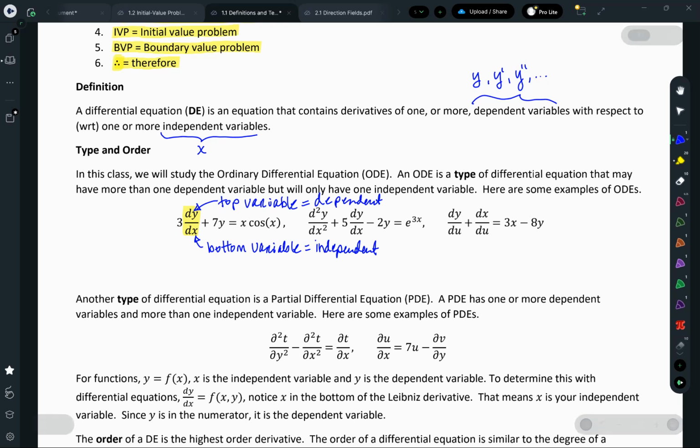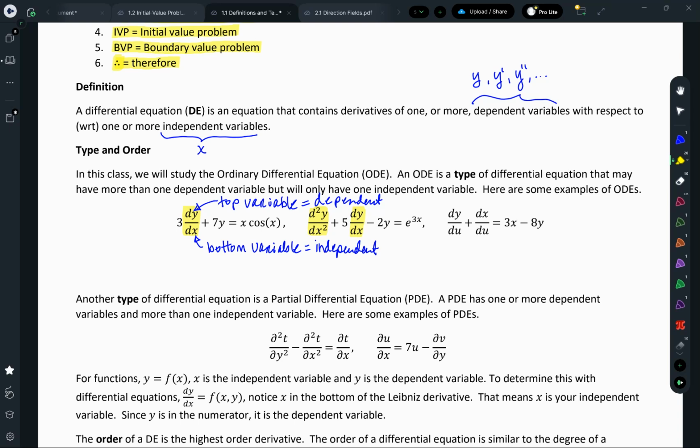It has a second derivative, d squared y dx squared, but it also has a first derivative. Both of those show me that the top variable is y, so that's our dependent variable, and the bottom variable is x, so that's our independent variable. I also see y hanging out in there, and an e to the 3x. So as far as I can tell, in that second equation we have one dependent variable and one independent variable.